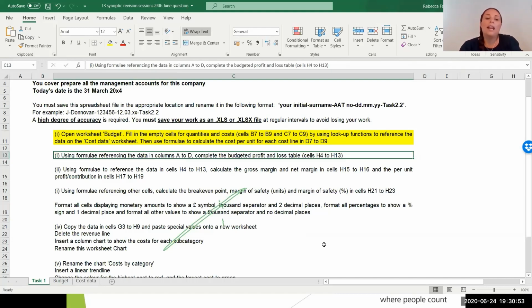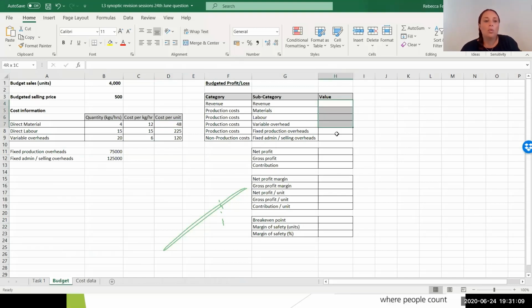So using formulae referencing, which means can you reference to somewhere else within the spreadsheet, reference the data in columns A to D and fill in H4 to H13. So we're going to fill in H4 all the way down to H13 by referencing the other data on this sheet. So what it doesn't want you to do is to calculate it on your calculator and then type in the number. It doesn't want you to multiply the revenue number by the number of sales in there. It wants you to reference to elsewhere on our spreadsheet.